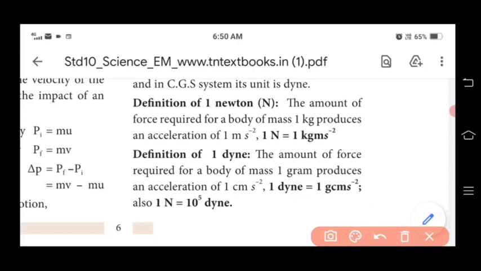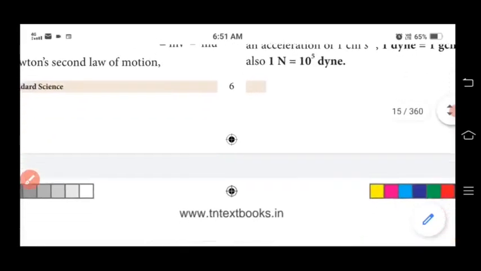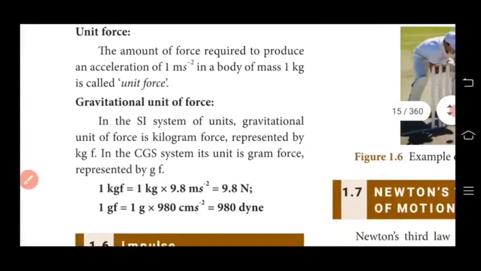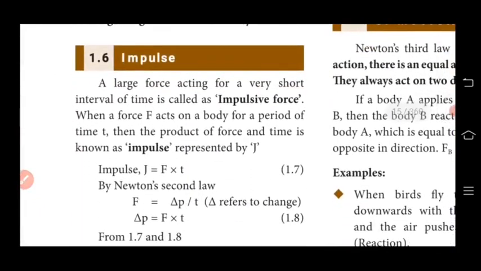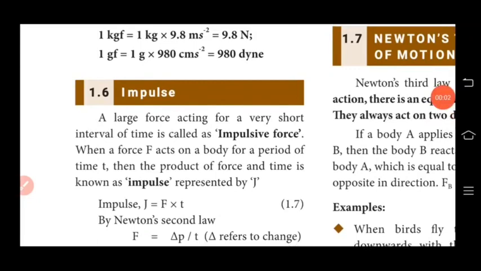And then another question: 1 Newton equals how many dyne? 10 to the power of 5 dyne. Up to this we saw in our last online class. Today we are going to learn a new topic, impulse. Dear students, our today's topic is impulse.